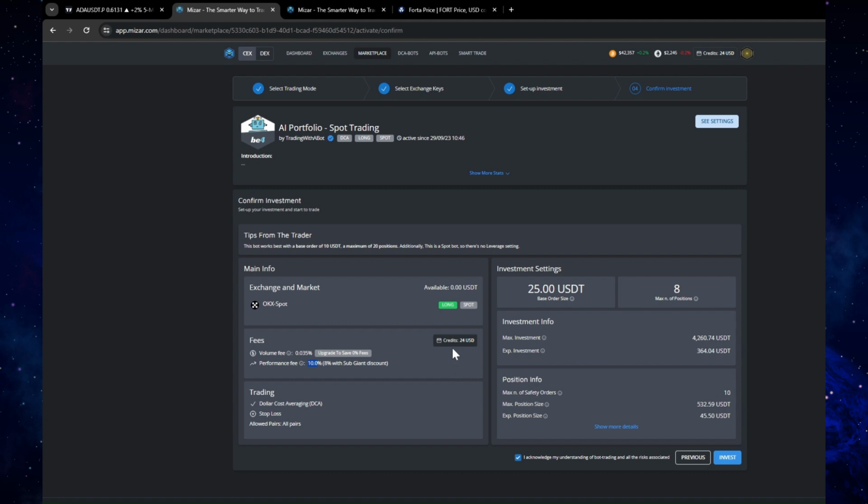But your credits in the Mizar interface would slowly deplete. For example, now I have 24 USDT of credits, and as I trade, it would be 23, 22, and so on. At some point, if you want to continue, you would just buy more credits. Then Mizar distributes these credits. They take a little bit for themselves and they send a little bit to me. So that's how the whole ecosystem works with the Mizar subscription.